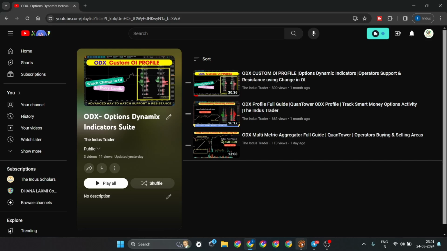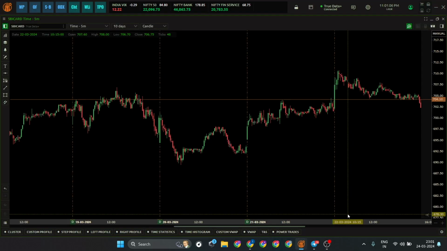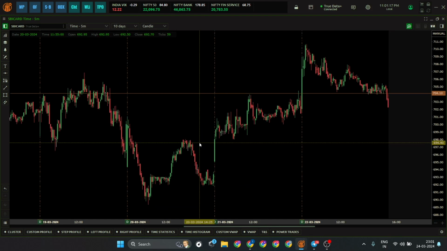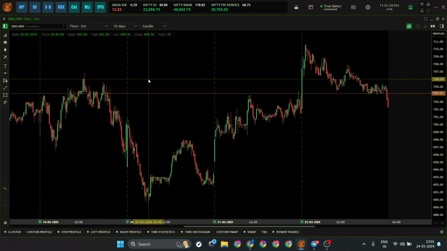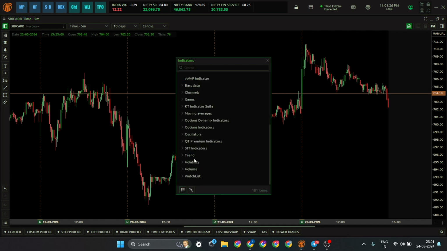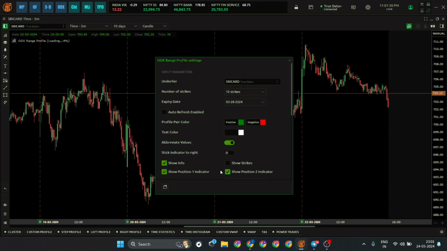If I open any random script, I have taken SBI CAD as a random script. You can choose any script and simply apply our indicator. How can we apply indicators? I have explained in the previous videos also. So I am quickly applying my ODX Range Profile here. Let's talk about the settings first, because traditionally we discuss settings first, thereafter the content and functionality of that particular indicator.